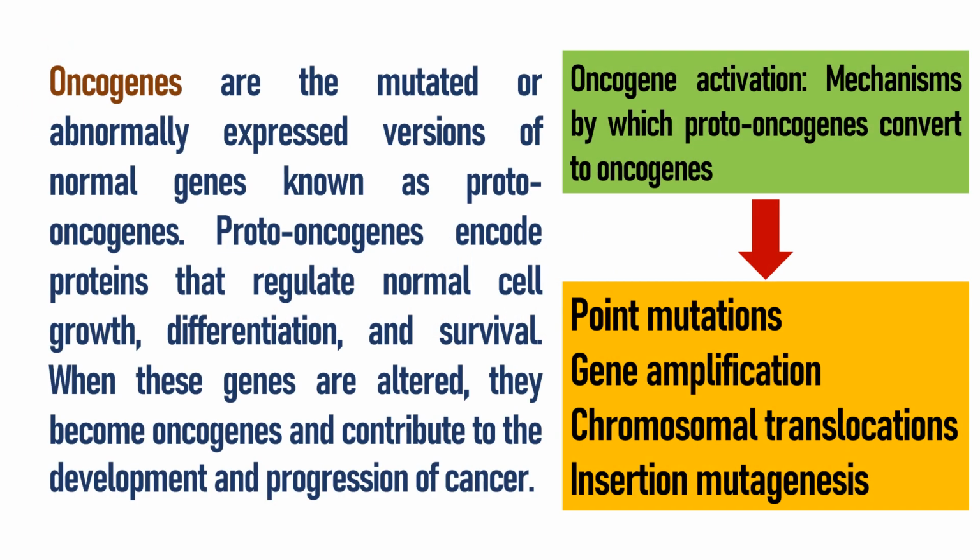Oncogenes are the mutated or abnormally expressed versions of normal genes known as proto-oncogenes. Proto-oncogenes encode proteins that regulate normal cell growth, differentiation, and survival. When these genes are altered, they become oncogenes and contribute to the development and progression of cancer. There are mechanisms by which proto-oncogenes convert to oncogenes, or in other words, oncogenes are activated: point mutations, gene amplification, chromosomal translocations, and insertion mutagenesis. It's important to remember that proto-oncogenes do not cause cancer, their mutated versions do.